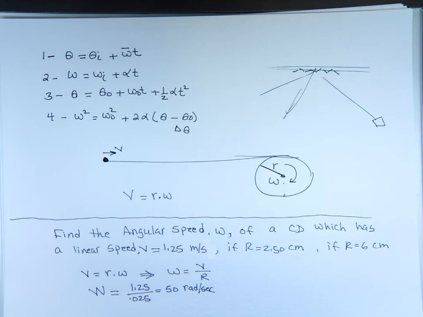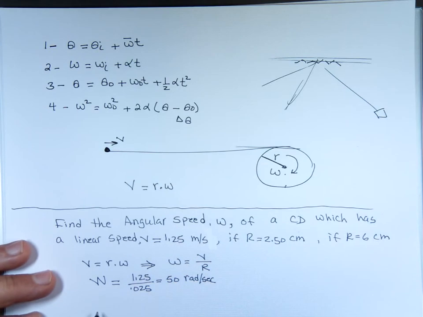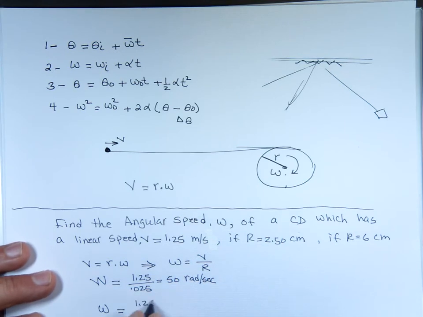And the other one, W equals V, which is what? What's V? 1.25 divided by what? 0.06. When you divide by 0.06, it's 20.8 rad per second.